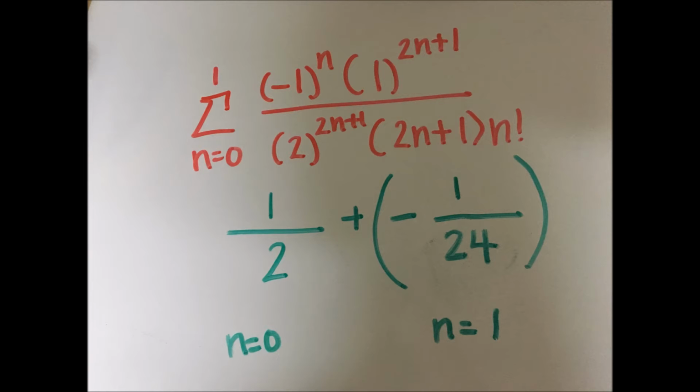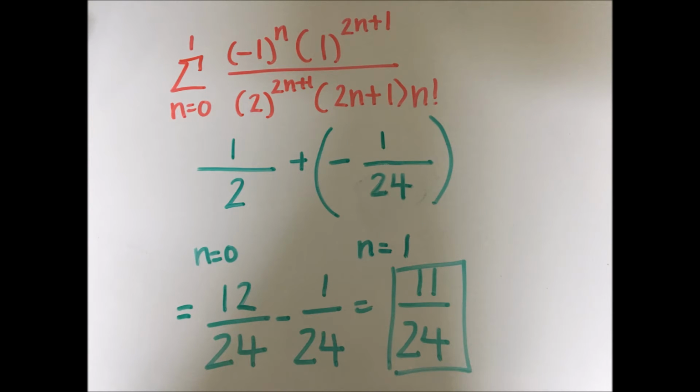The terms are 1/2 and negative 1/24. When adding these two terms together, don't forget to minus the second term, since the second term is negative. We get the final answer of 11/24.